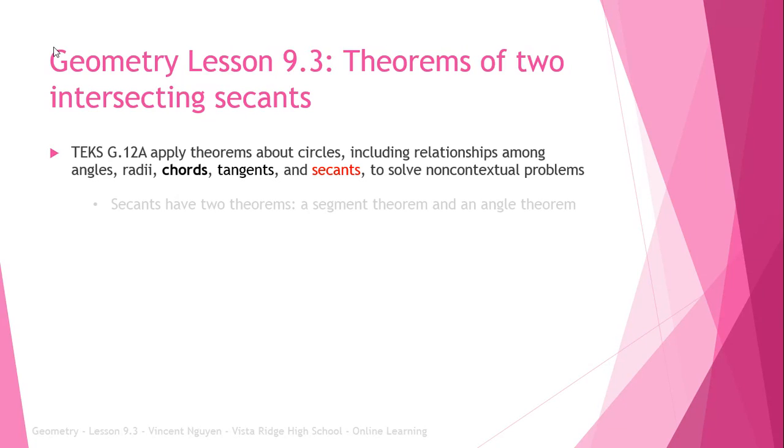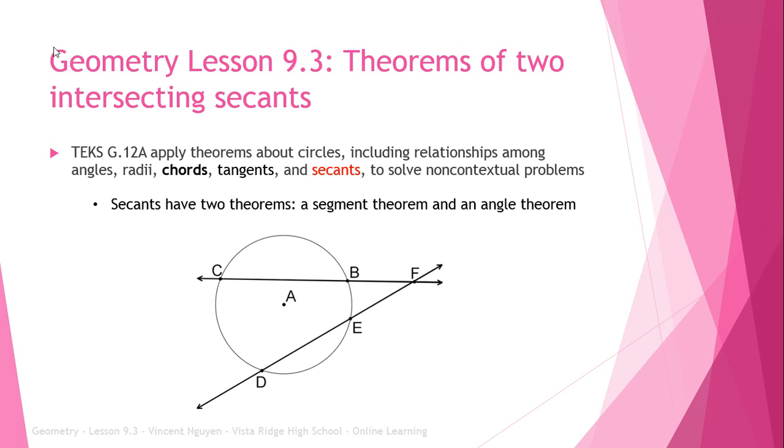There are two theorems. One is a segment theorem, and the other one is an angle theorem, just like before, like the tangents and the chords. They all have a segment theorem and an angle theorem. Well, what are secants? Secants are actually lines that go through the circle, unlike the tangents. The tangents only touch the circle on the outside, right, at one point. The secants actually go through them.